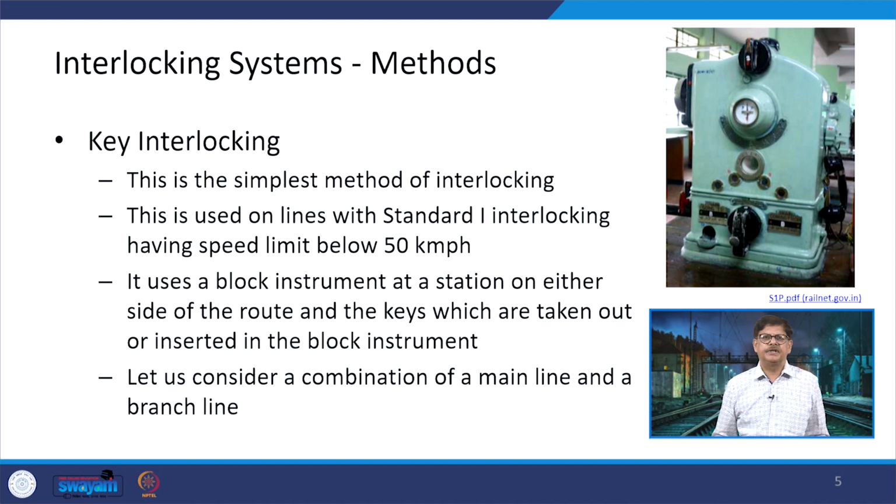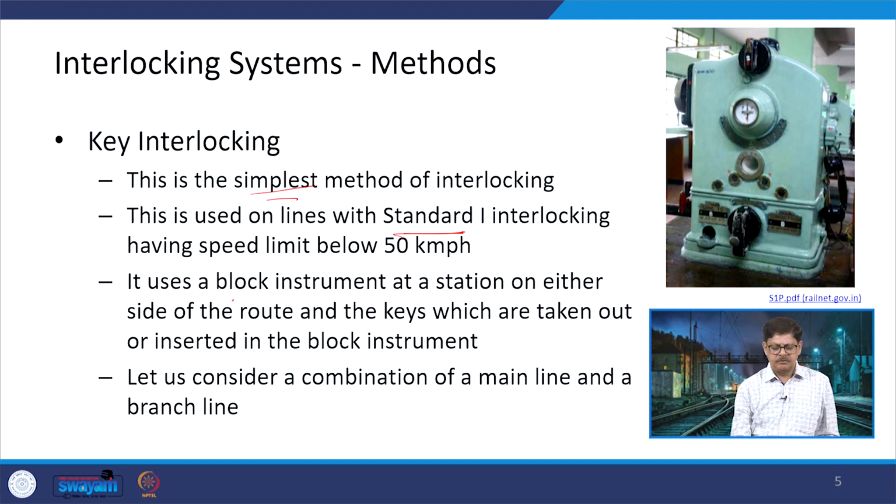Now this type of interlocking system is one of the simplest methods of interlocking. It is primarily dependent on certain devices and the authorization which is given on the basis of the operation of those devices on either side of the line on which the train is going to be allowed to move. Now this is used on lines with a standard I interlocking, and when we say it is a standard I interlocking, it means the speeds are limited up to 50 kilometers per hour.